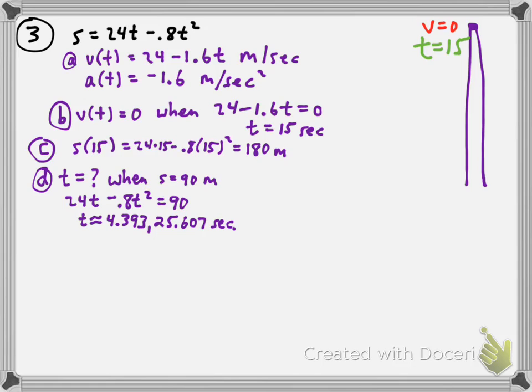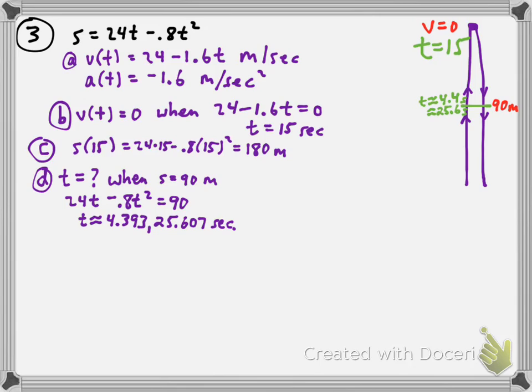And so we can continue to label our diagram. Arrows on the way up, arrows on the way down. At the 90, so this is 90 meters, and that's when t has a value of, I'm just going to go 4.4 seconds, and also on the way back down is 25.6 seconds. And so that's part D.